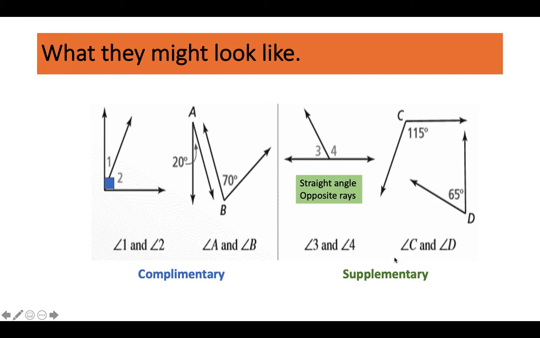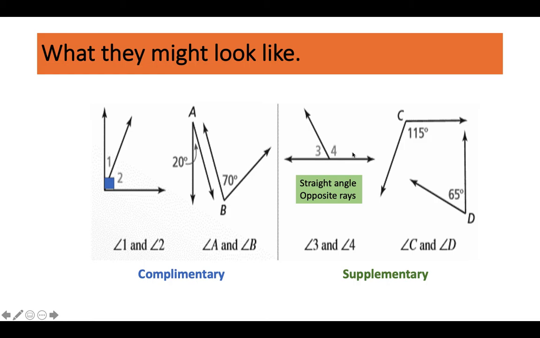Let's take a look at supplementary. This is also called a linear pair because angle 3 plus angle 4 makes a straight line. See that straight line right there? No interruptions, no breaks. It doesn't look all jaggedy. It's just a straight angle, right? So a straight angle, a linear pair, supplementary angles, that's this right here. So angle 3 plus angle 4 equals 180 degrees always.